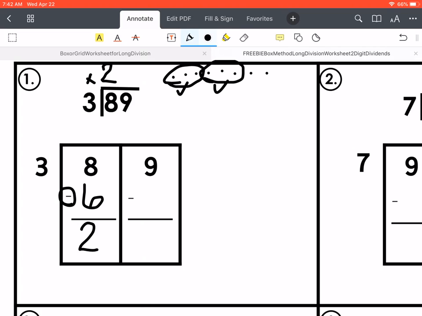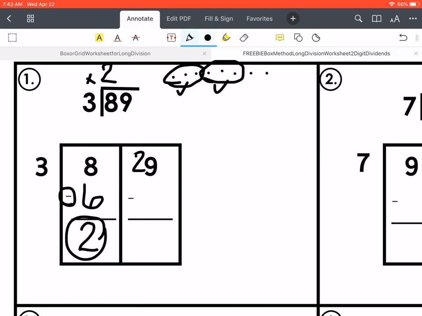But there's a trick here. Remember that arrow that we always drew in class. Whatever number is left over here has to be dragged up here. So that 9 turns into 29. Now we have, how many times will 3 go into 29?